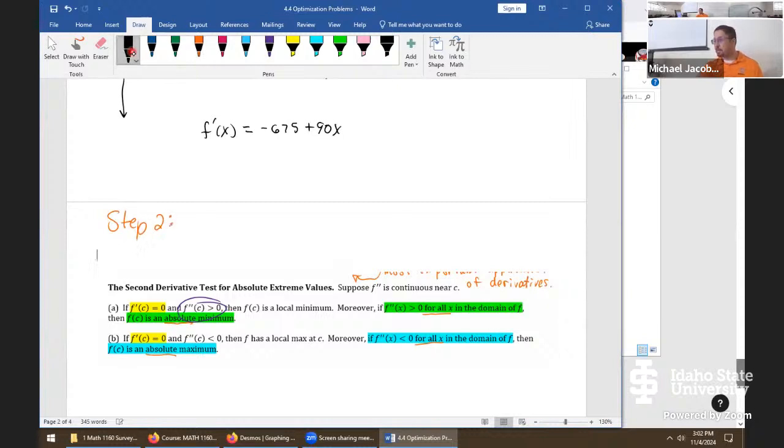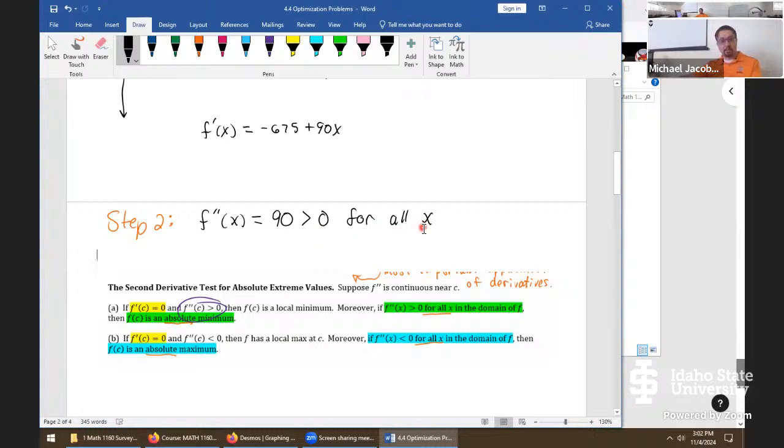We calculate f double prime of x. That's not too bad of a computation. We get 0 here and 90 here. That means the second derivative of x is constant. It's always 90. It doesn't depend on x. And we can write this out next. It's 90, which is greater than 0, for all x. Doesn't matter what x you pick, that's the result.